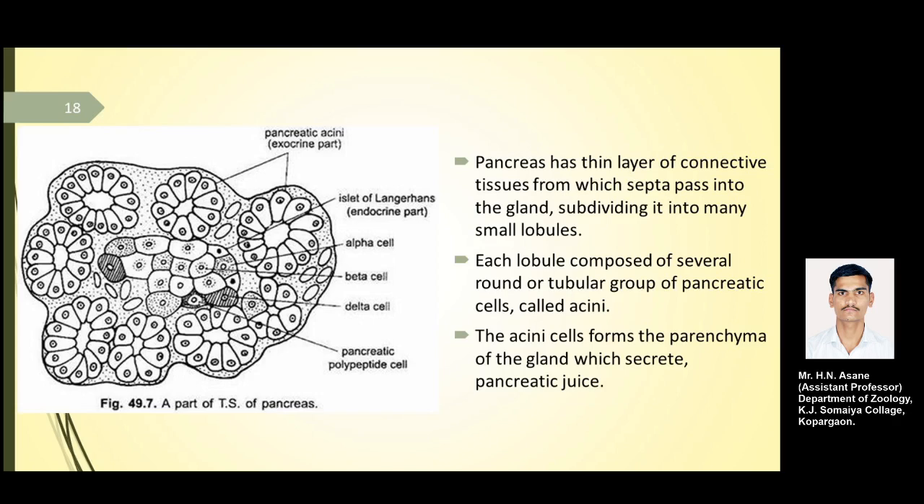Okay, as you can see in this picture, they have their position among these acini, with cells named alpha, beta, and delta cells. In them, the islets of Langerhans, which is the endocrine part, is located.